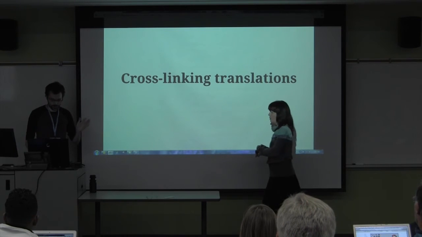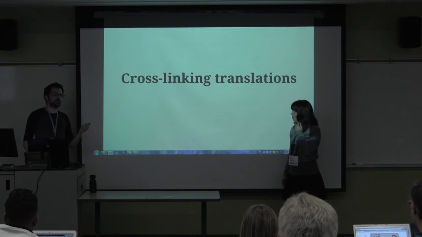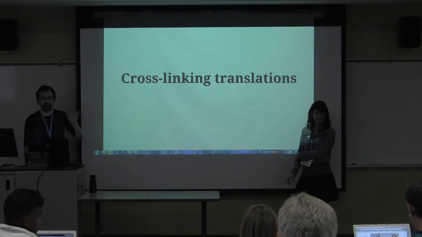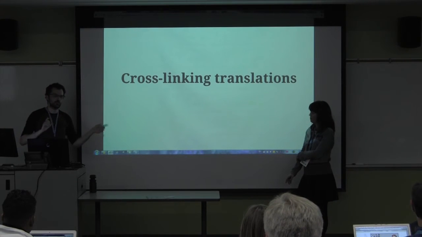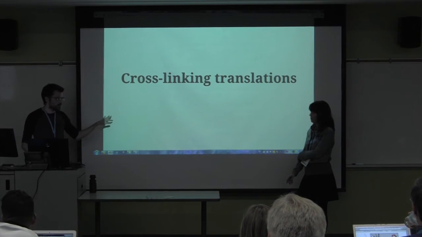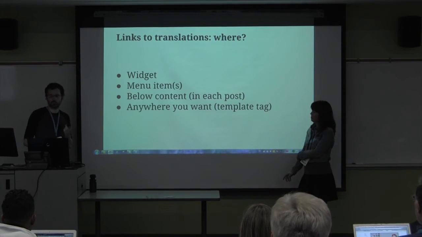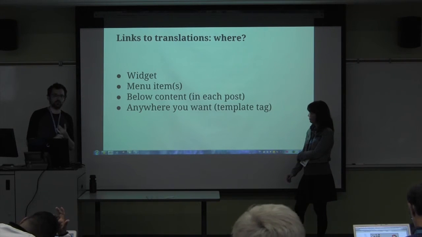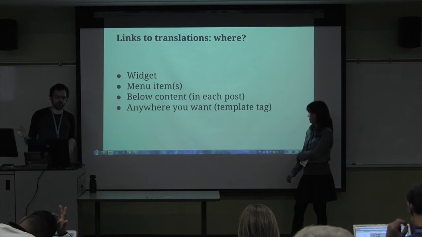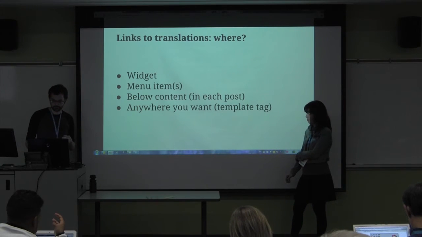I think we have just 5 minutes left, so I'm going to go really quickly. Cross-linking translations, and we'll take the questions after if you don't mind. Cross-linking translations, that's linking from one specific page to the other. All the solutions we looked at will allow you to output this in a widget, in menu items, or in a little text that will add below the content, or anywhere you want with a template tag that you can put in your theme if you're more a developer kind of person.